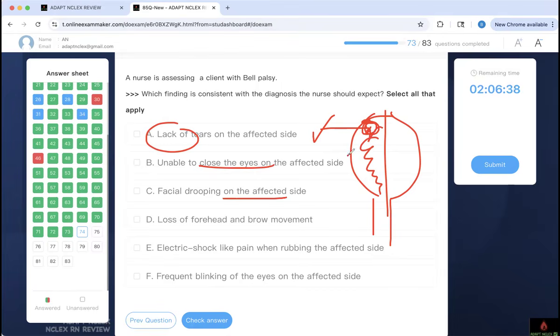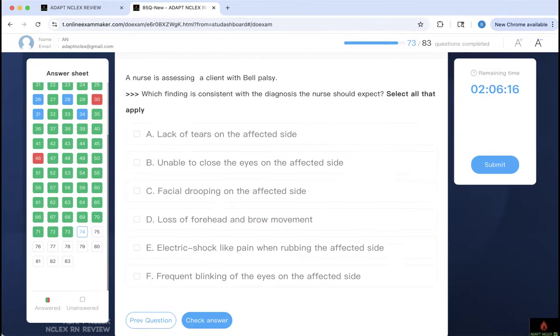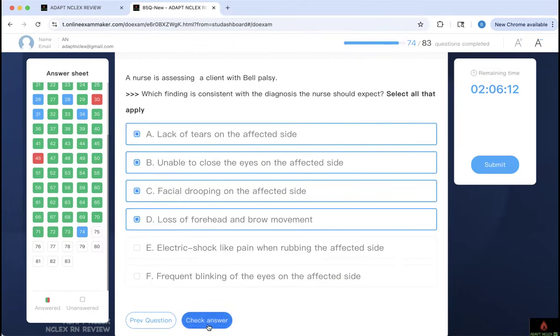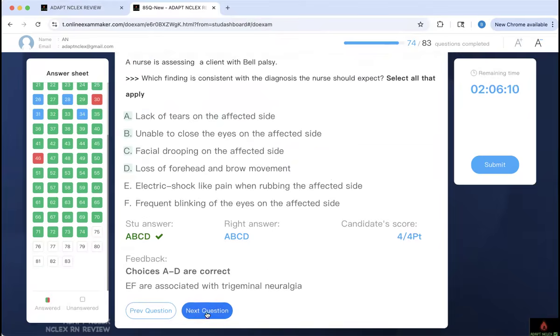Facial droop of the affected side. This is also going to be affected. Your forehead is not going to move on that side. If you have any electrical pain, because you have no sensation, there should be no pain. So electric shock-like pain is trigeminal neuralgia. Frequent blinking of the eye on the affected side: it's not going to be moving, so why would you frequently blink it? So 1, 2, 3, and 4 are your right answer.